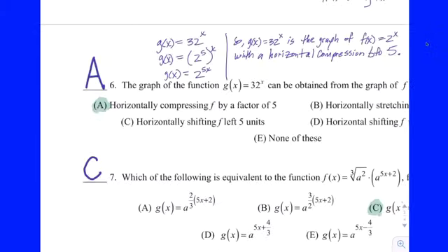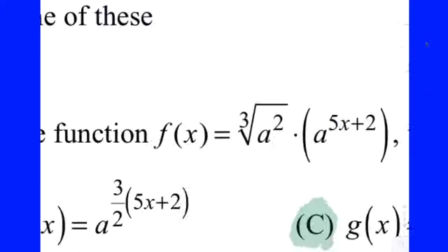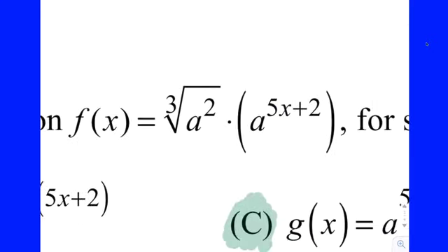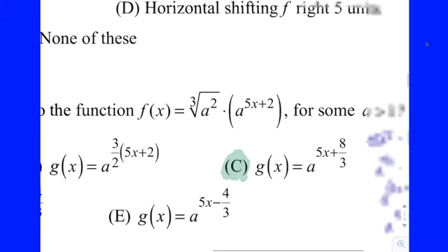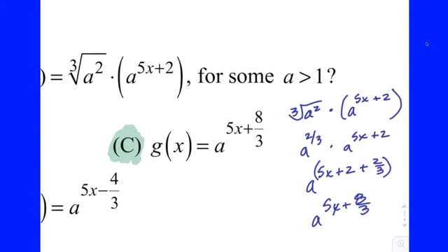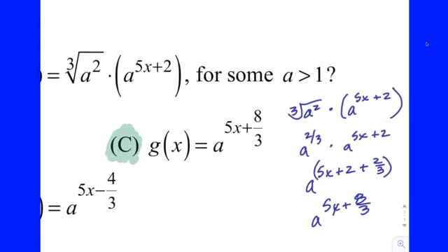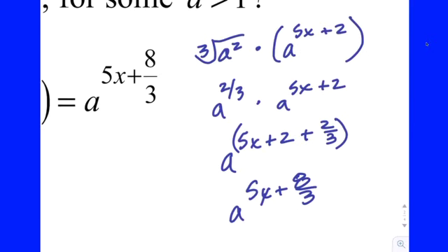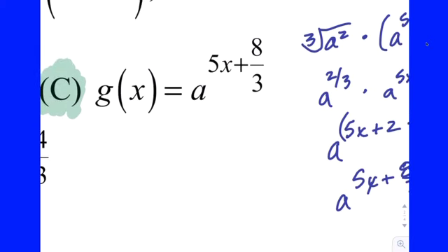Okay, good. Number 7. Which of the following is equivalent to this? This looks kind of familiar, kind of like on a practice test. It's actually a little bit easier than one of the other tests, I think. Cube root of a squared, that's the same as a to the 2/3 times a to the 5x plus 2 power. Then all you got to do is add the exponents, so you're not afraid of fractions. 2/3 plus 2. 2 is how many thirds? 2 is 6/3. So you get 6/3 plus 2/3, that's 8/3. And you get a to the 5x plus 8/3, which is answer choice C.